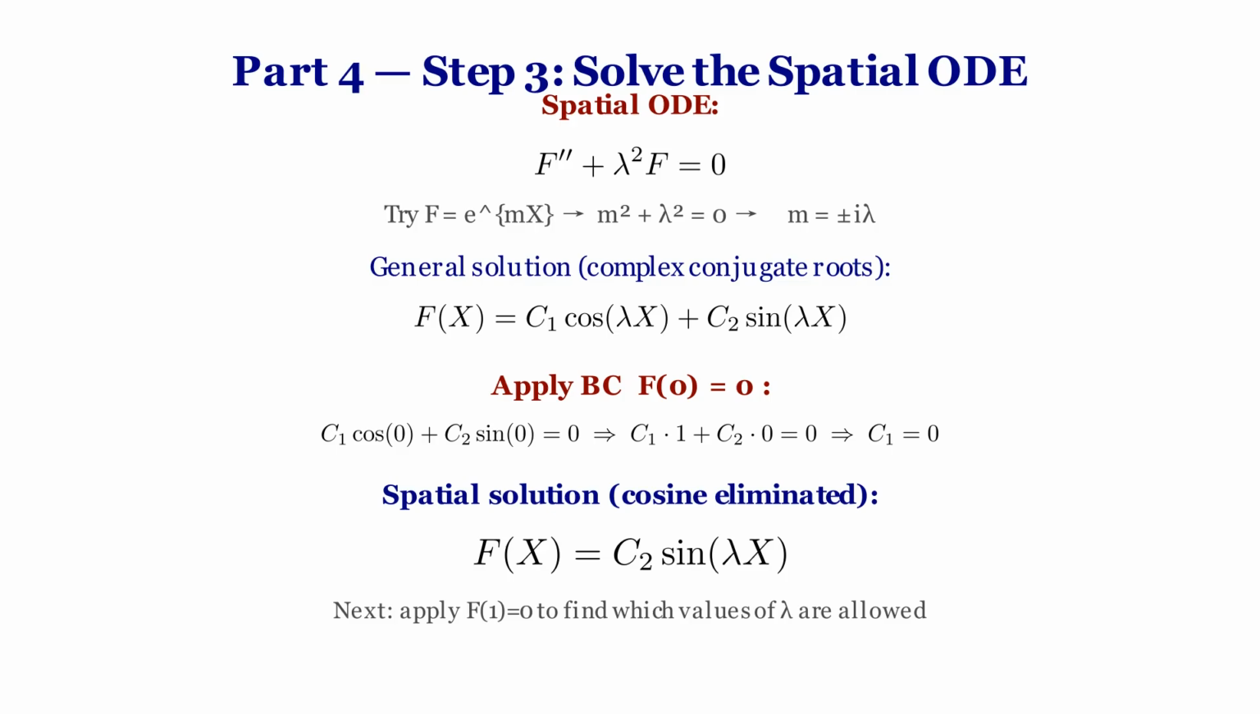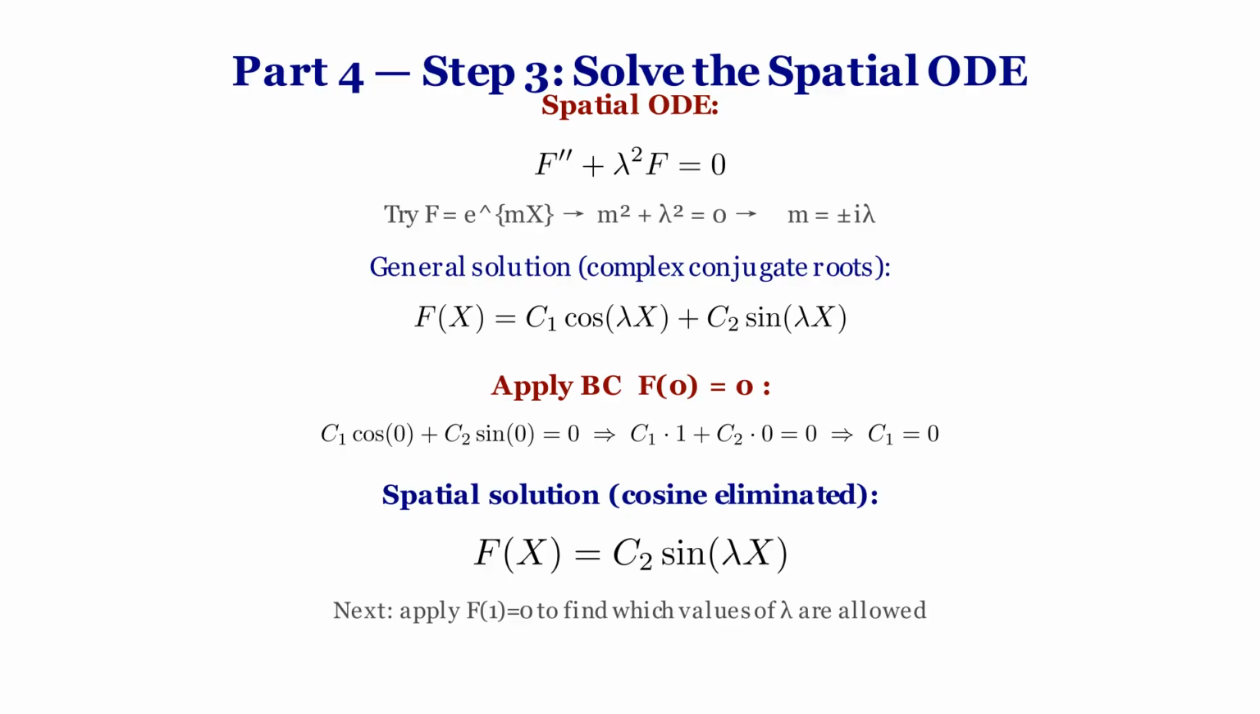The general solution of a second-order ODE with complex conjugate roots m equals plus or minus i lambda is f of x equals c1 cosine lambda x plus c2 sine lambda x. Now we apply the first homogeneous boundary condition, f at x equals 0 equals 0. Substituting x equals 0, c1 cosine 0 plus c2 sine 0 equals 0. Cosine of 0 is 1, and sine of 0 is 0. So c1 times 1 equals 0, which means c1 equals 0. This eliminates the cosine term entirely, and the spatial solution simplifies to f of x equals c2 sine lambda x.